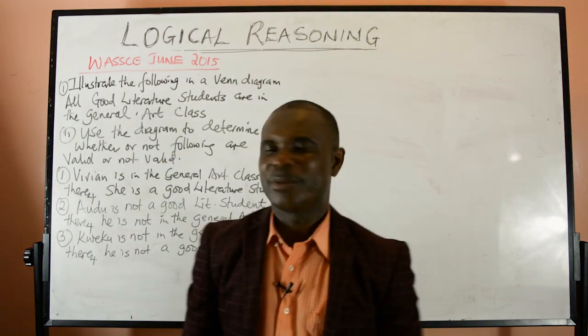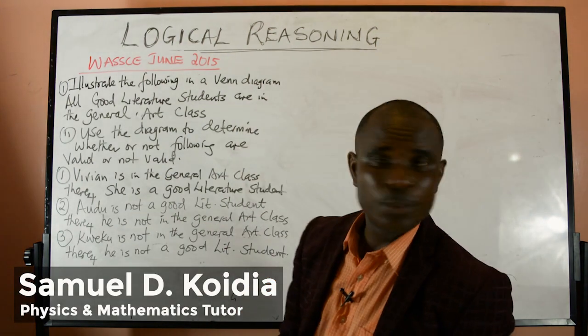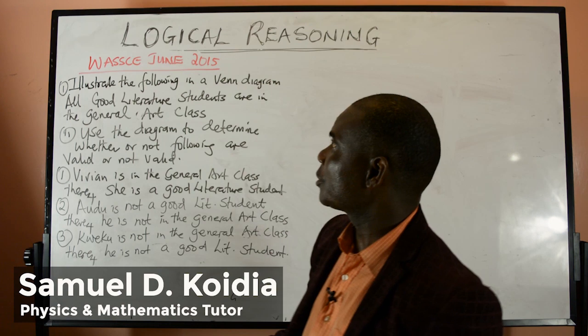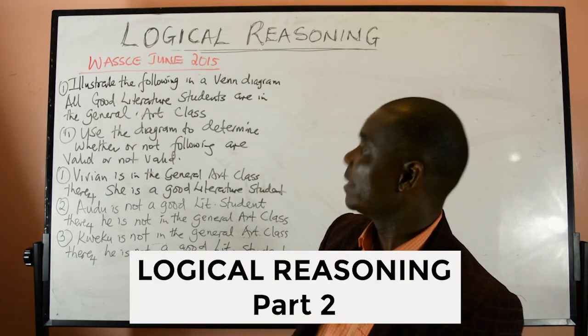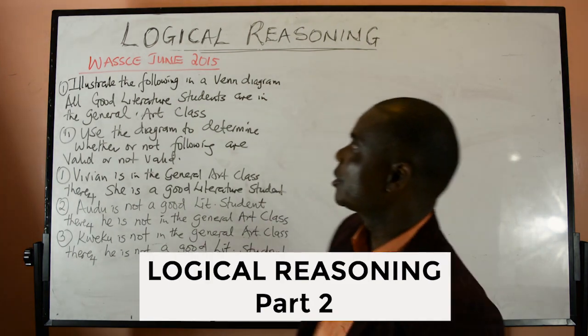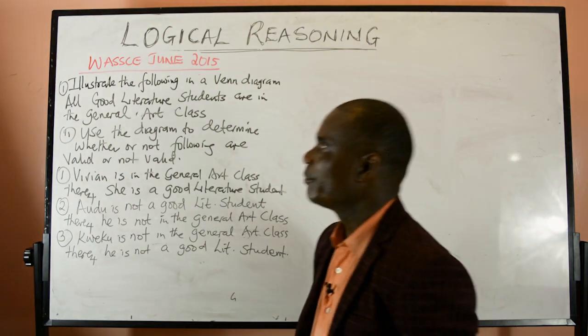All right, guys, welcome back. Now we have to proceed with the second question. This is still your exam question. It is 2015 and it says, illustrate the information in a Venn diagram.